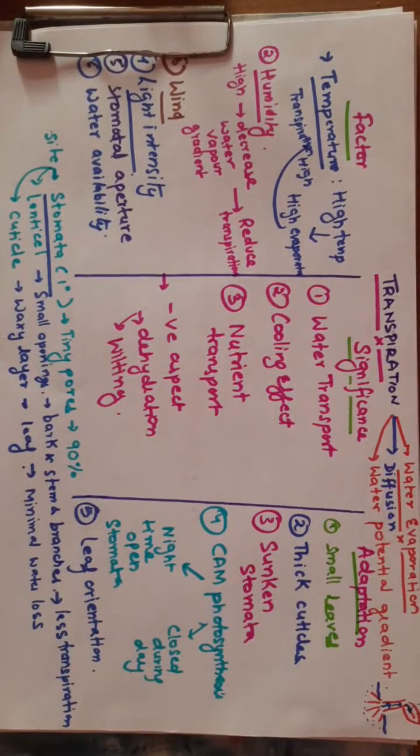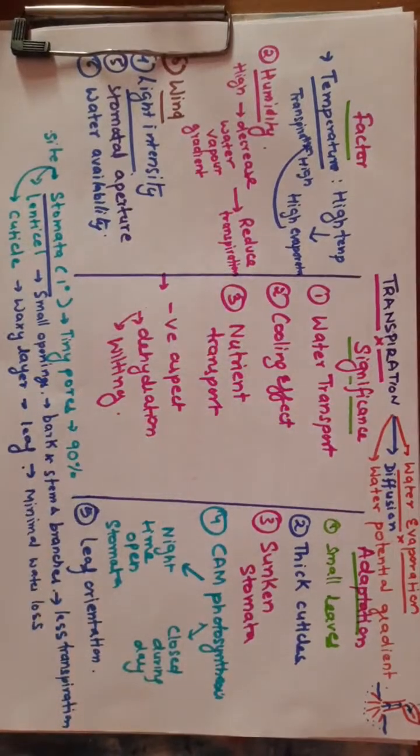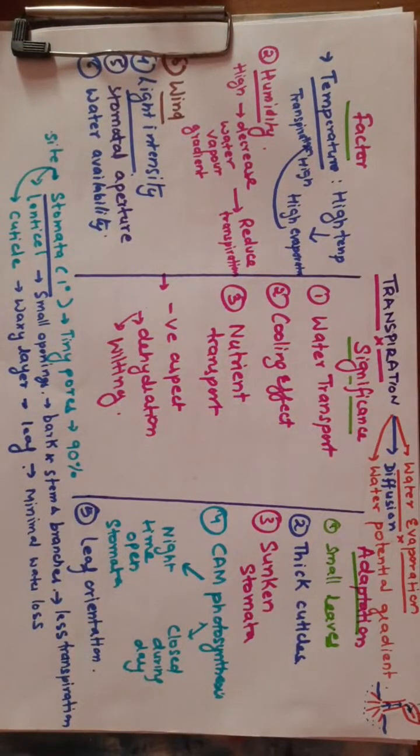Okay, so for the transpiration, the first significance is in the water transport. So the transpirational pull, we have talked about the transpiration pull, right? So this pull is essential for the upward movement of water and minerals from the root to the other plant part. Okay, so I already explained it to you, but those who are joining later, I will just draw it again for you.